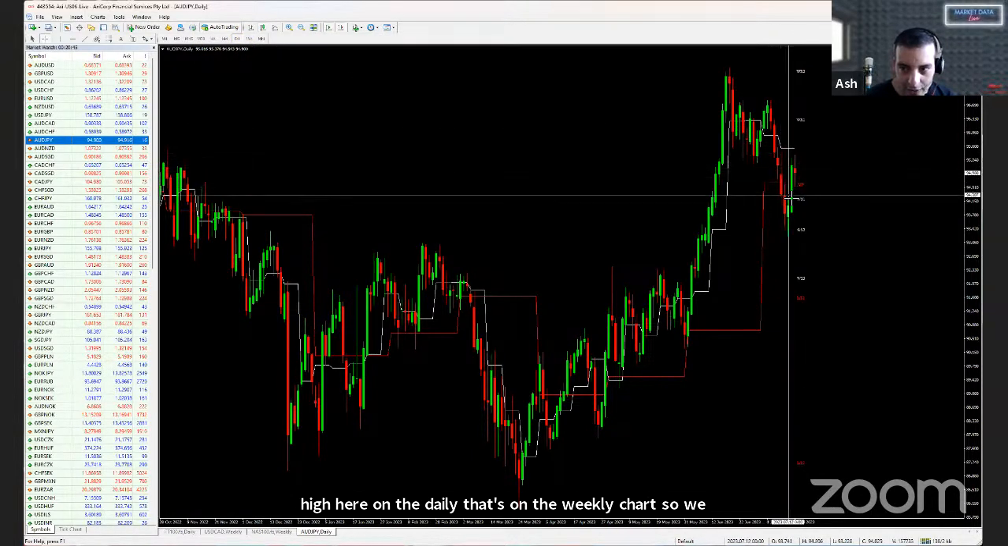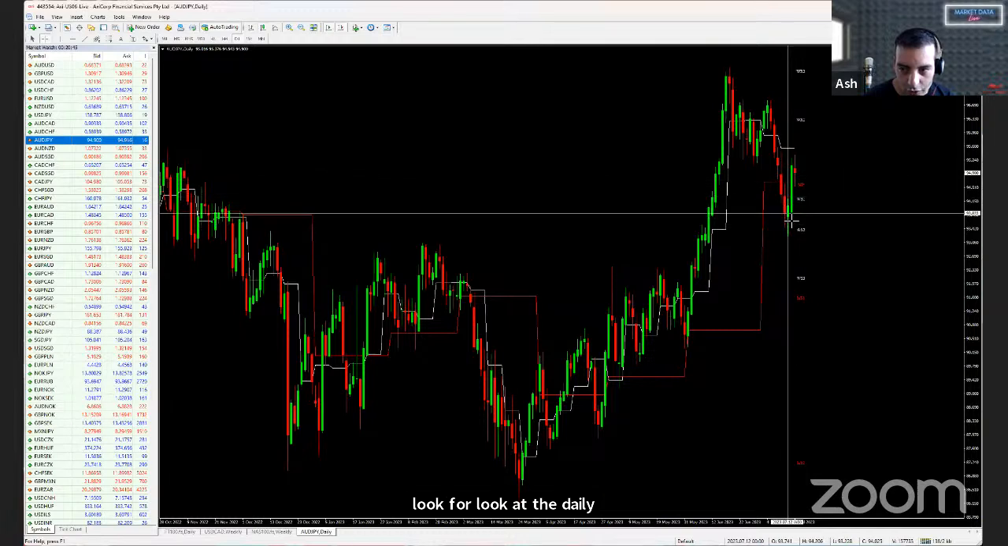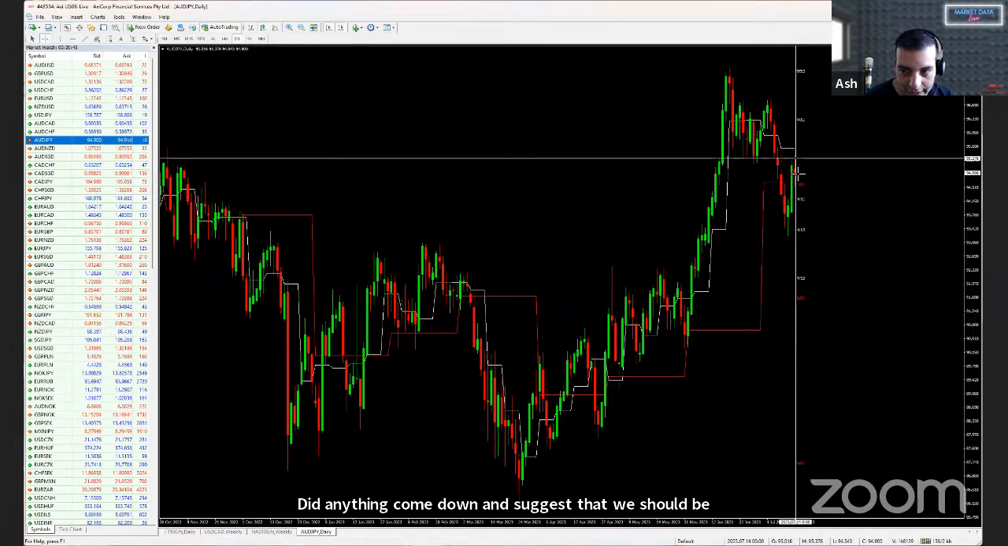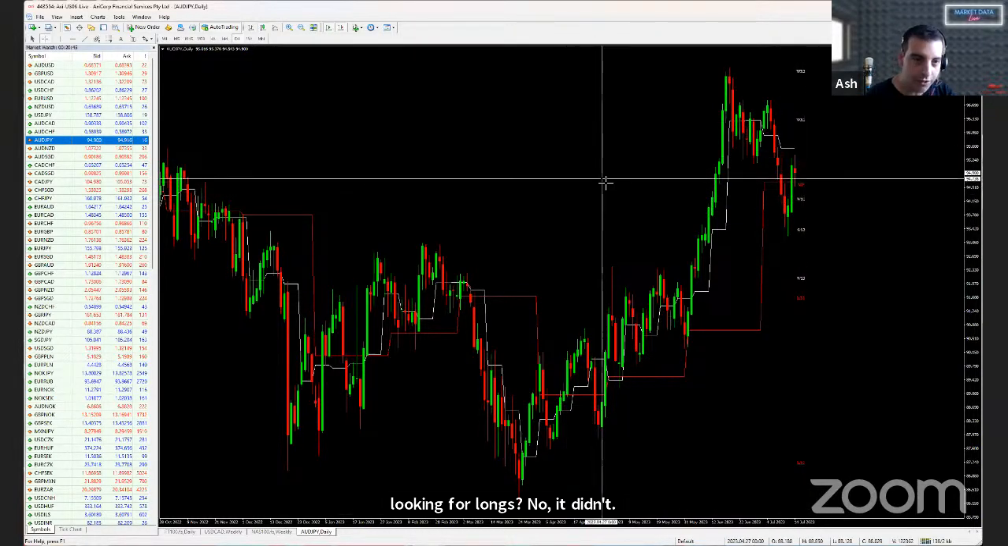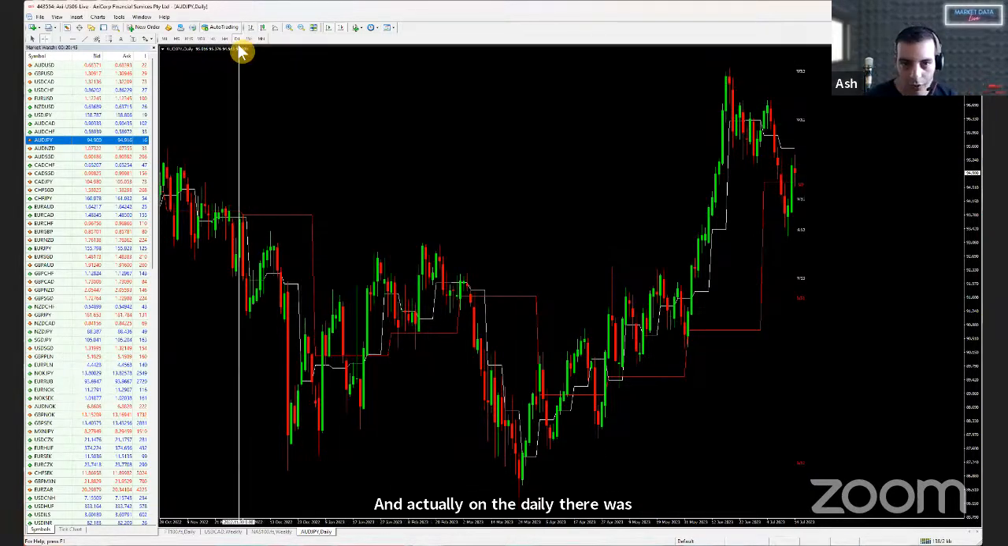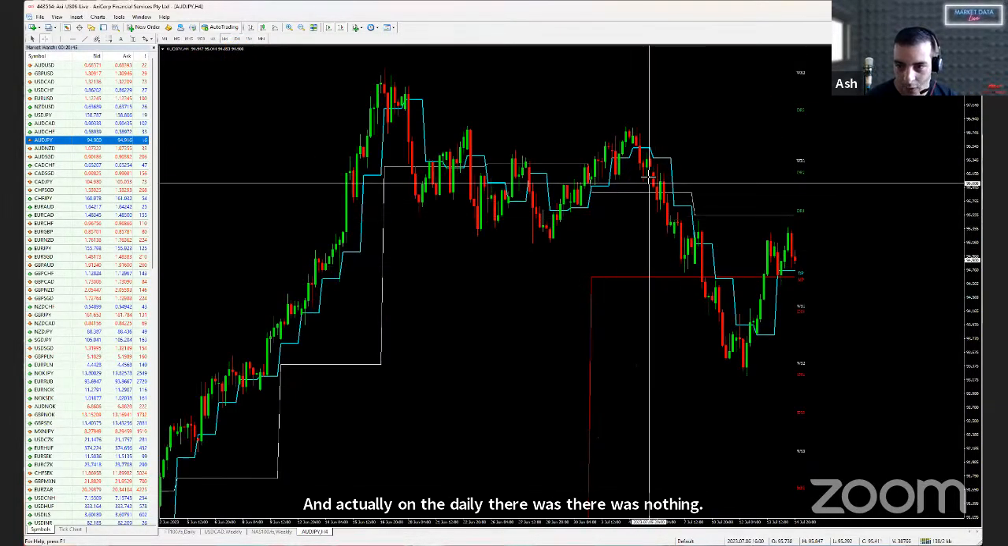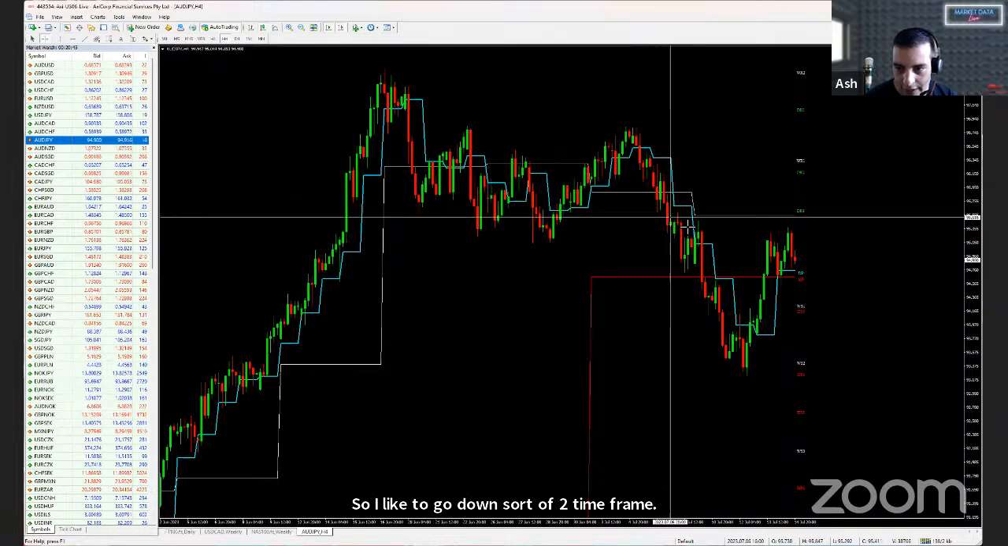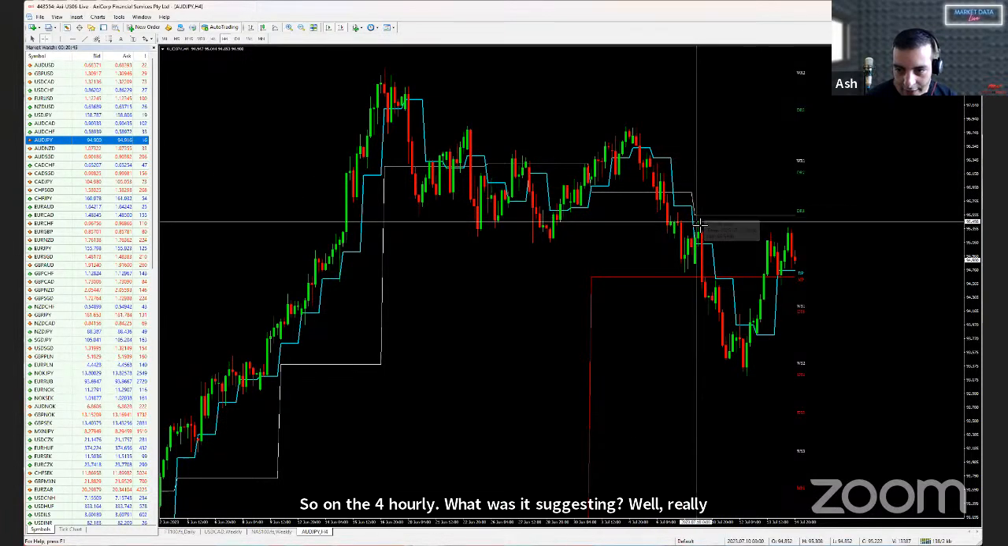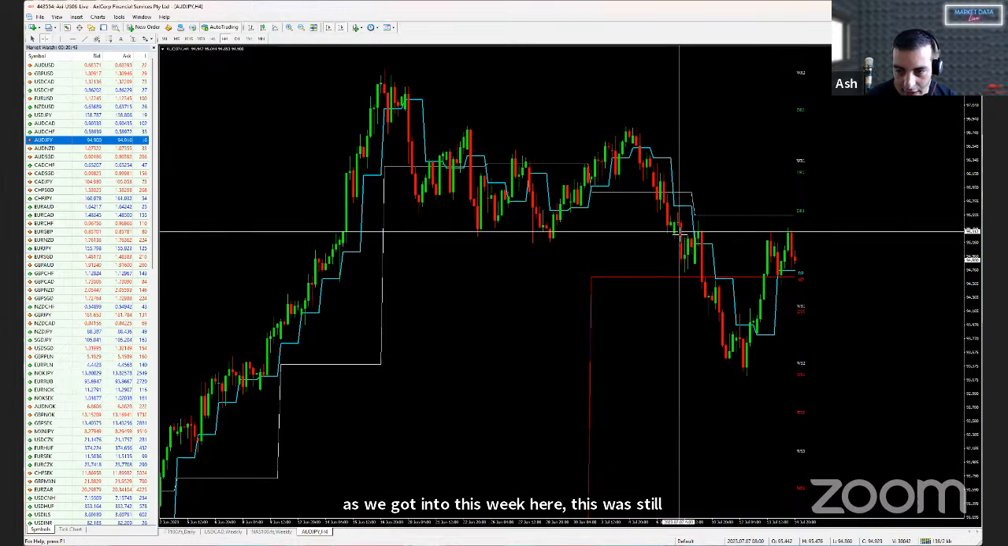Did anything come down and suggest that we should be looking for longs? No, it didn't. And actually on the daily, there was nothing. So I like to go down sort of 2 time frames. So on the 4 hourly, what was it suggesting? Well, really, as we got into this week here, this was still showing a lower high.